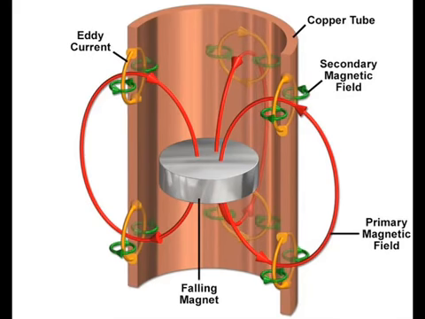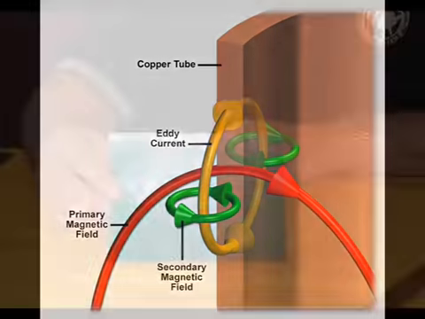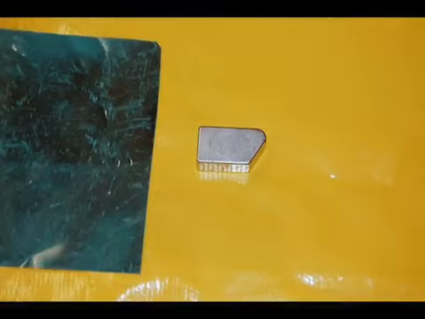As they move, they are also creating a magnetic field around them. Lenz's law states that the magnetic field created will oppose the original magnetic field. These two fields oppose each other, and so the magnet, being repelled, will fall in slow motion. Let's take a look at this again.